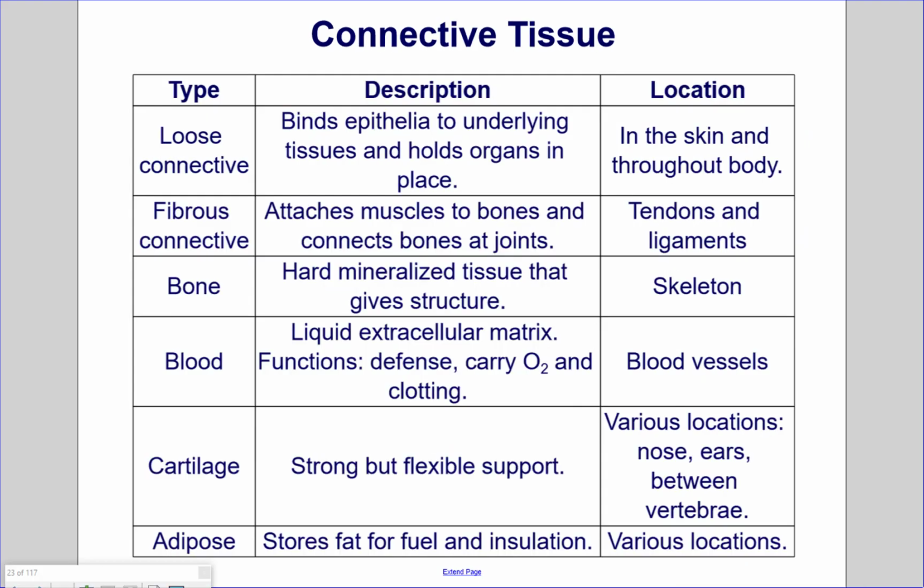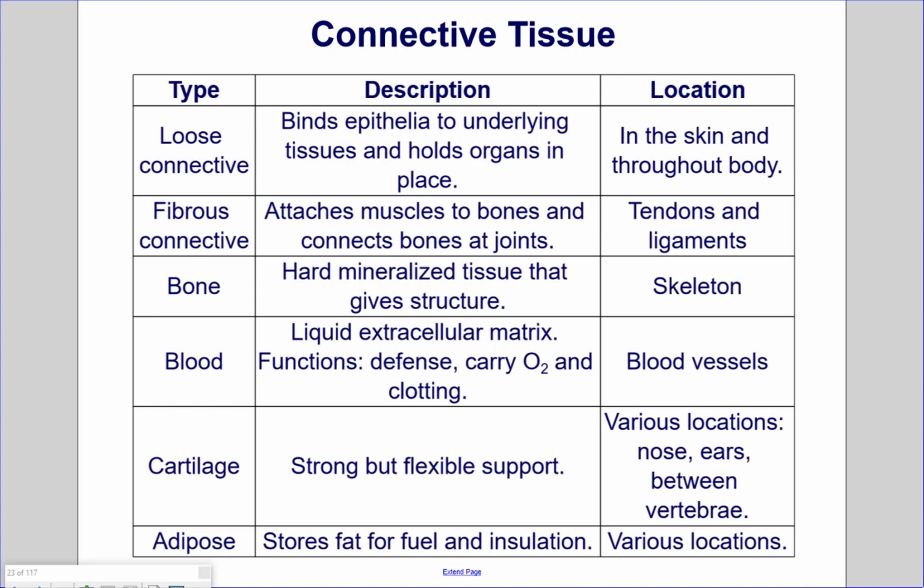Connective tissue. Loose connective tissue binds epithelia to underlying tissues and holds organs in place. It is located in the skin and throughout the body. Fibrous connective tissue is really tough. It attaches muscles to bones and connects bones at joints. They include tendons and ligaments. Bone is a hard, mineralized tissue that gives structure. It is located in the skeleton.